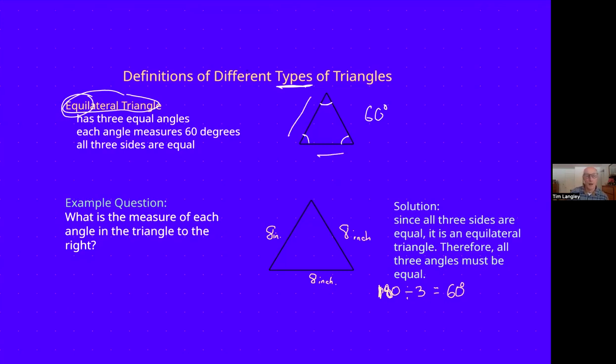All right, here's an example question you might run into in your homework and on your unit test. What's the measure of each angle in the triangle to the right? Well, we already did that in our math. We took 180 and divided it by 3, and we got 60. So if you just divide by 3, that gives us the answer. All right, I'm going to move to the next slide.